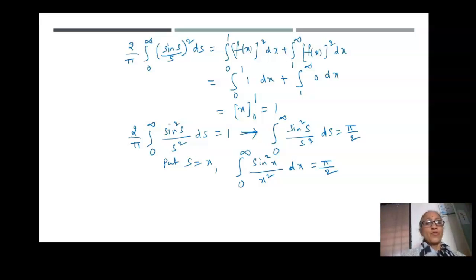Here the fourth question is: evaluate integral 0 to infinity dt by (t square plus 1) whole square equal to pi by 4. Actually, not evaluate but show that, because the RHS is also given. So show that integral 0 to infinity dt by (t square plus 1) whole square equals pi by 4. Now here also we have to choose the function. The function is not given.